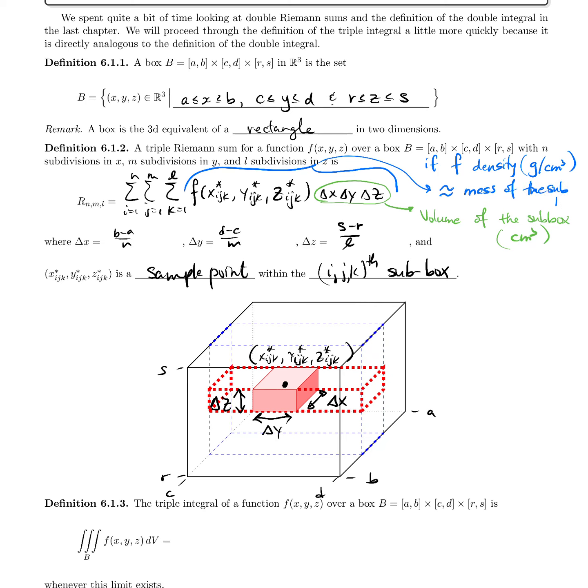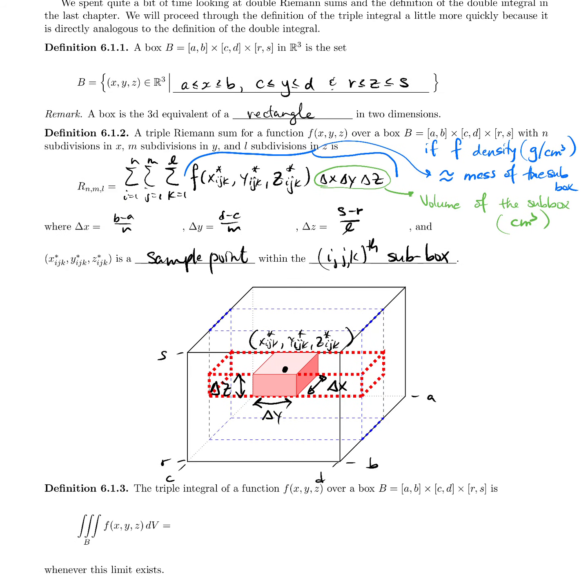That's one interpretation, and of course that's a single sub-box. You need to add up all the sub-boxes in that bar, you need to add up all the bars in that slab, and you need to add up all the slabs in that box. Adding those all up is what those triple sums are doing. Under this interpretation, if f is the density and delta x, delta y, delta z is the volume of a sub-box, adding up all those masses gives you approximately the total mass of the box.